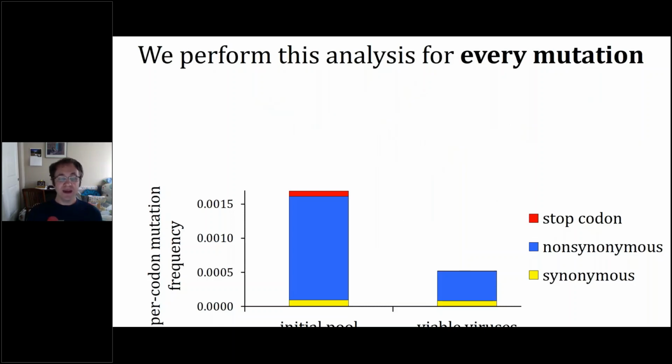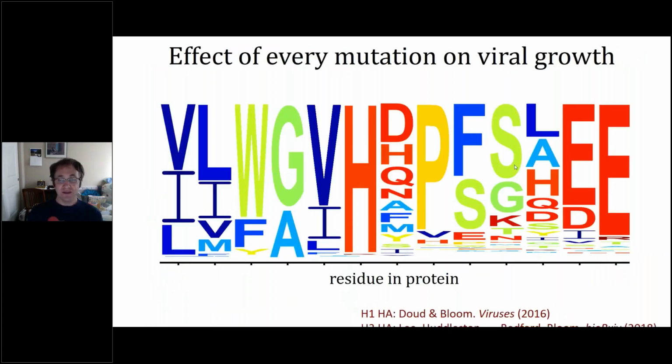The powerful thing is we can not just look at these bulk or average statistics as I'm showing here, but we can perform the same analysis for every mutation to hemagglutinin. And that yields data that look like this. This plot shows the effect of every mutation to hemagglutinin on viral growth. We have such data for the entire gene. In order to make it look okay on the slide, I'm just showing that data for a small number of sites in the gene. The height of each letter is how often you see that amino acid after you've selected for viruses that can grow, compared to how often you could see that mutation before.